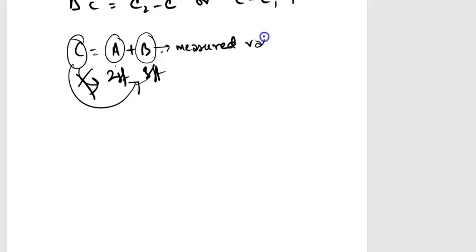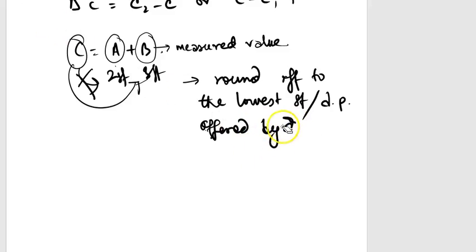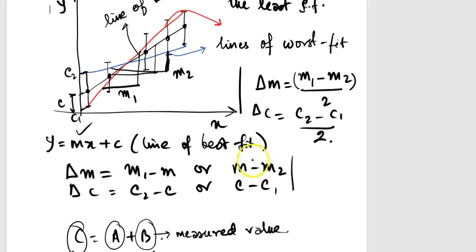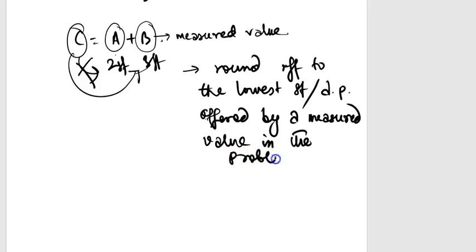So the rule is round off to the lowest SF slash DP, depending on how you want to keep it consistent, offered by a measured value in the problem. All right.